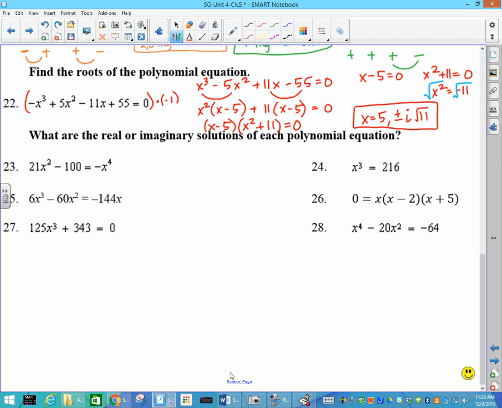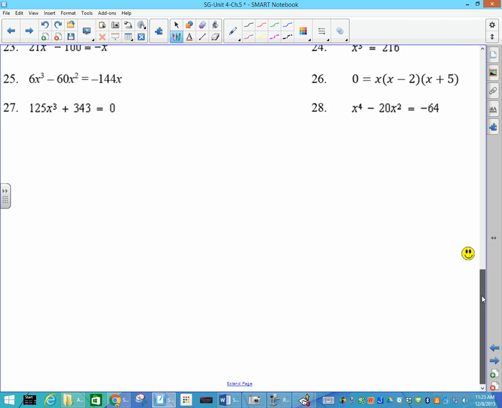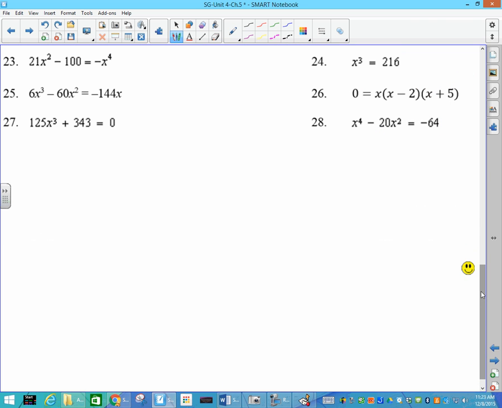All right, 23. Let's see this. I'm gonna actually go down here and work it, and then I'll put the answers back up there so you can check it quickly. But here's 23. We got to bring the x to the fourth over, so that's x to the fourth plus 21x squared minus 100 equals 0. This is quadratic-like. If ever this exponent times 2 equals that exponent and you don't have any other variables in there, it's quadratic-like.